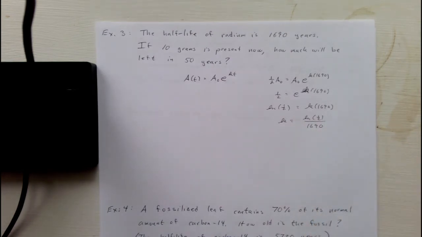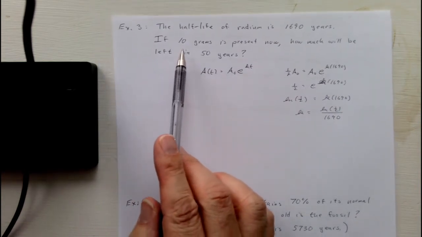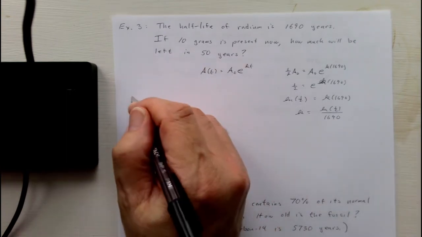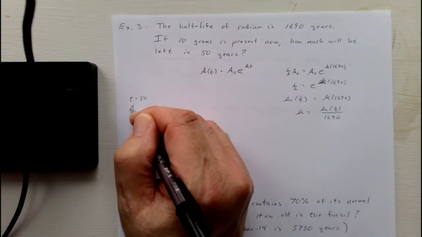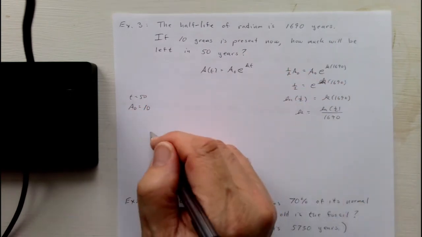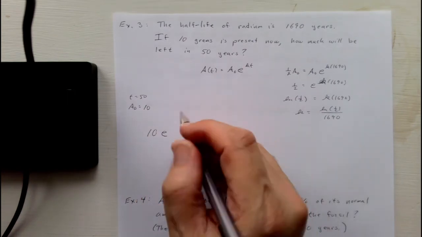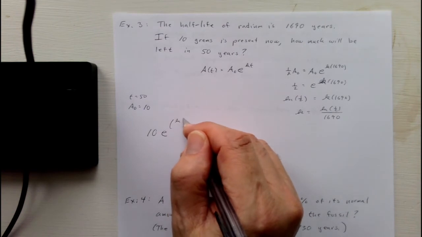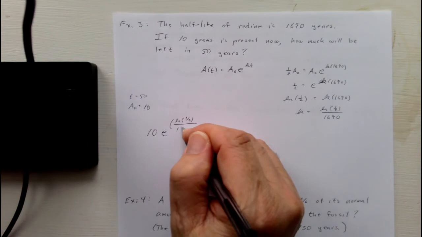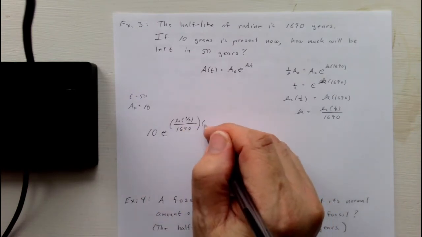Okay. All right, so now we can just go ahead and say, if 10 grams is present now, how much will be left in 50 years? So this is where T is 50. A0 we now know is 10. So it's going to be 10 times e to the K, which is this big thing, times T, which is 50.